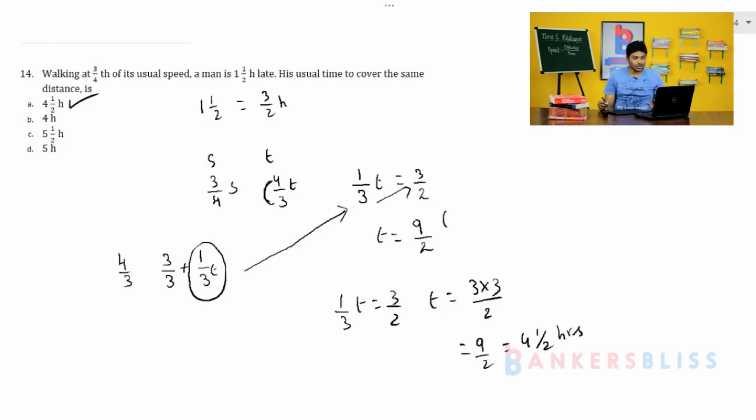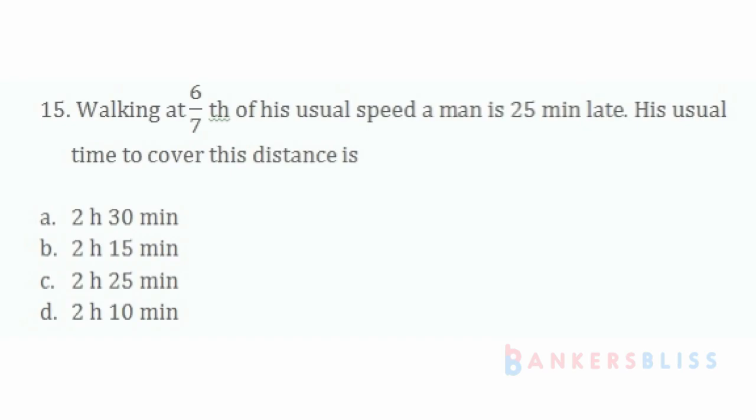Okay, see, 1/3 of t is equal to 3/2. So time is equal to 4.5 hours. Very simple to calculate.